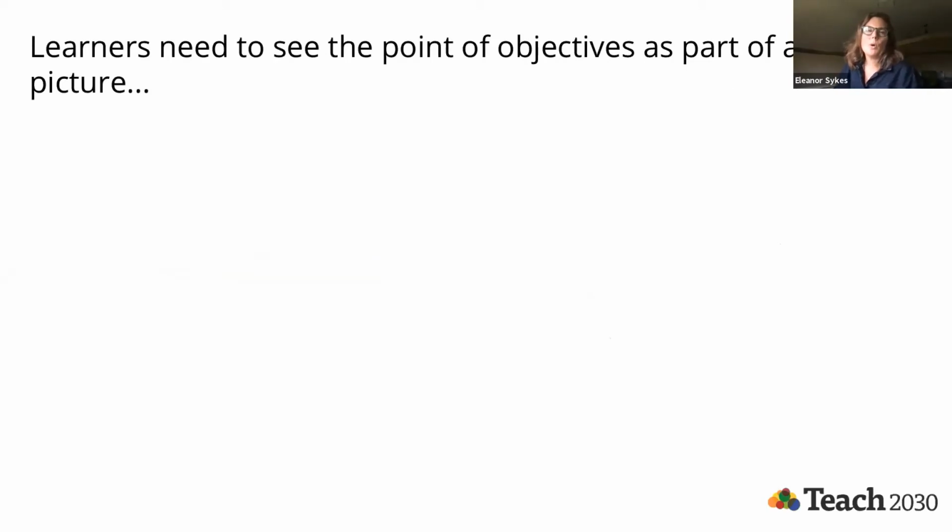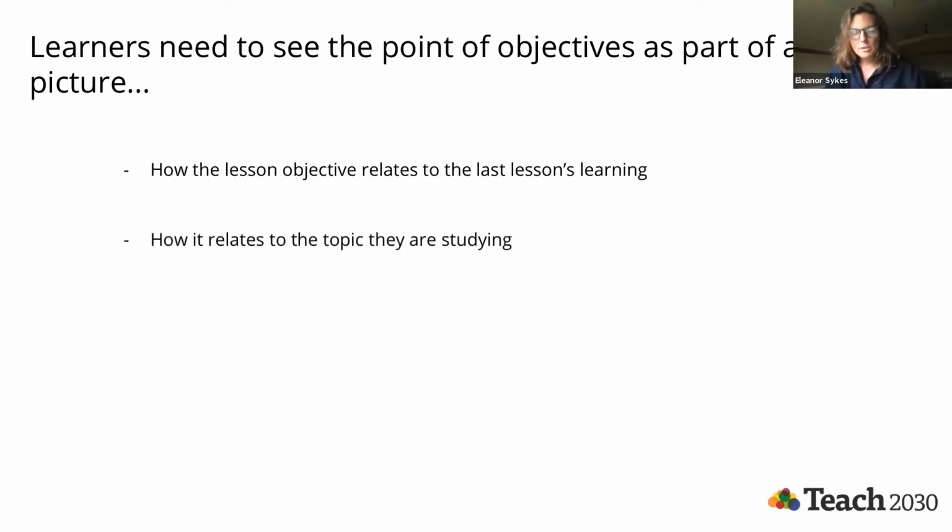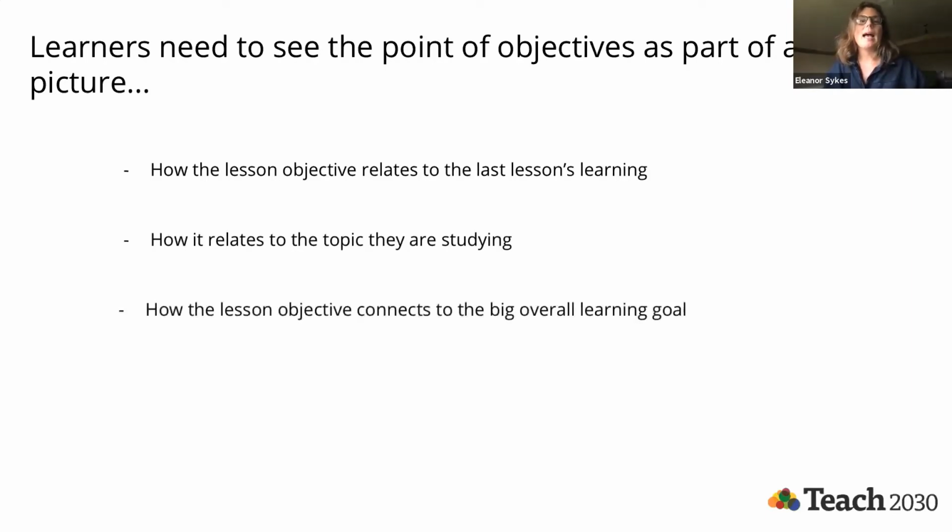So the learners need to see the point of the objectives as part of a bigger picture. So I'm slightly hammering this point home, but it's because I believe it so firmly that the lesson objective, as I just said, must relate to previous learning, must relate to the topic that they're currently studying, and to the big overall learning goal. So if we go back to that question on what is 5 squared, the overall learning goal would be to explain or to identify how to square a number. So how does the lesson relate to that?